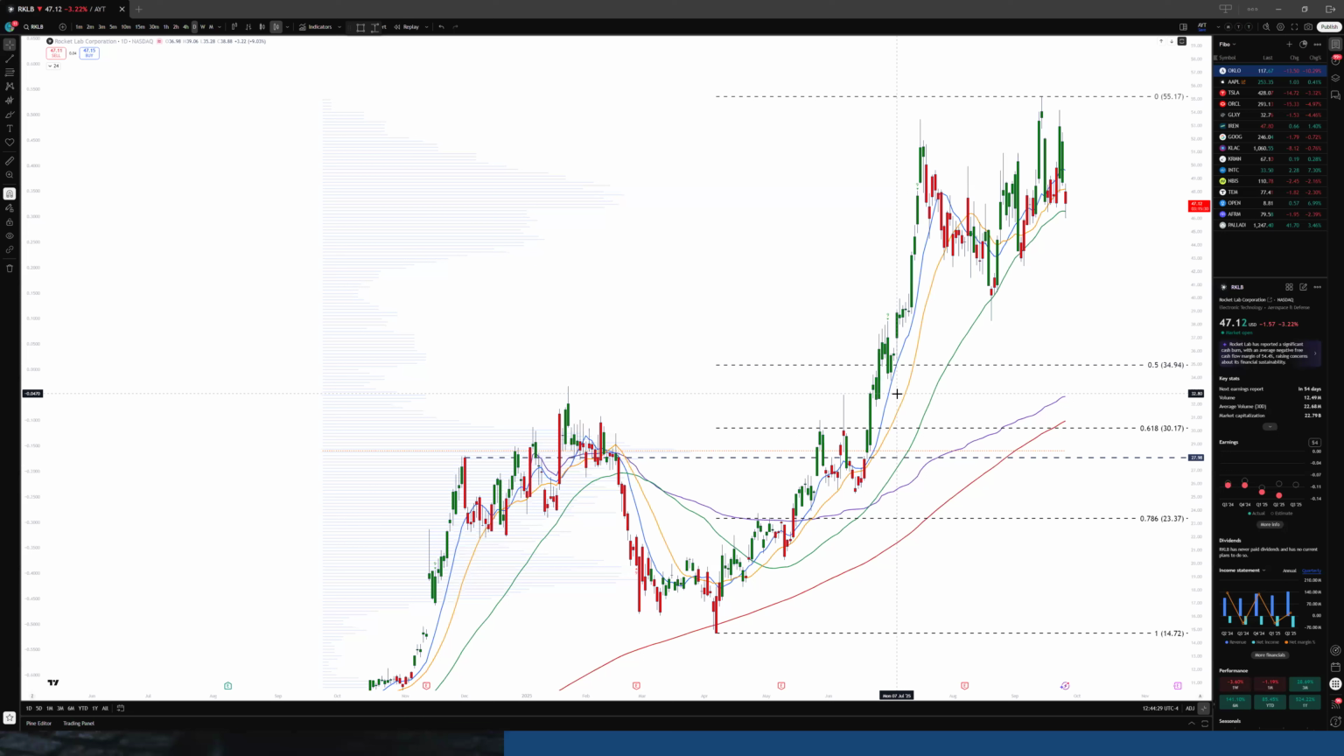I've liked Rocket Lab since the teens. This has been a trading idea of mine for over a year now, probably a year and a half. That's been a name that's been on my radar, and I've traded it multiple times. This is where I'd be really interested in looking at a longer term swing trade.